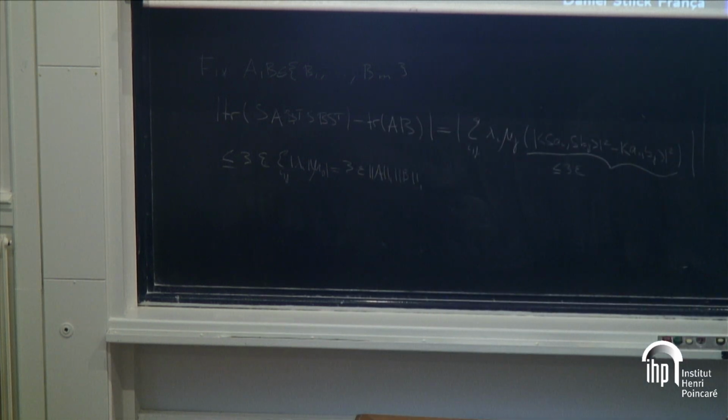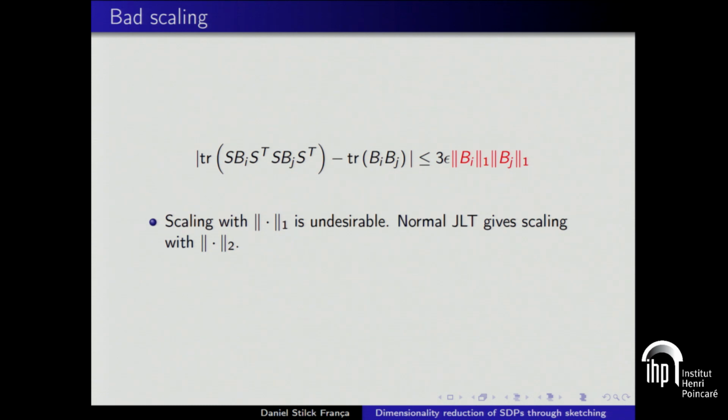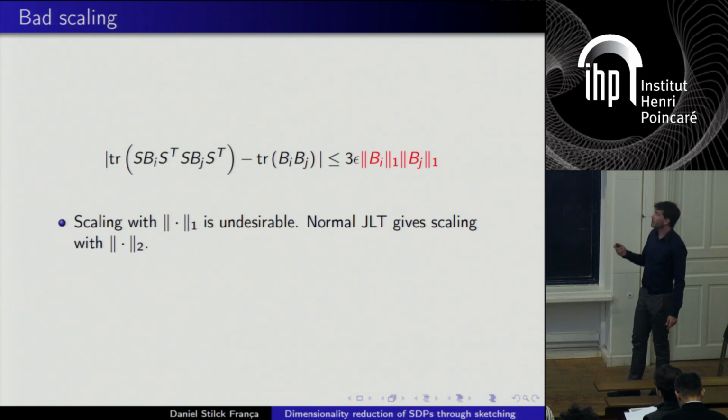So you can see it's very simple to prove this. The proof is admittedly very crude. You only need Cauchy-Schwarz and the triangle inequality. And I must say that this inequality is not as nice, it's not exactly what we want. Why is that? Because the scaling with the one norm we have over here is not desirable.